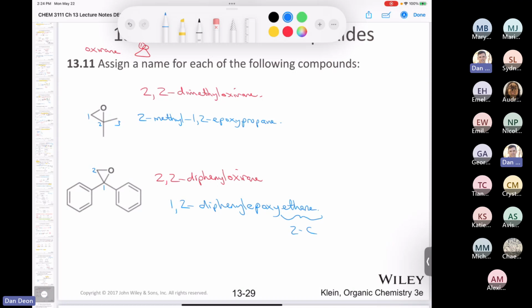All right, give me a thumbs up if you're with me 50% of the way on naming these. Okay, cool. All right. Any questions on those before we move on?